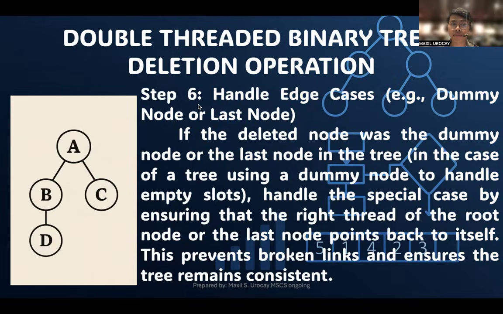Now, step six for this, handle edge cases like the dummy node or last node. If the deleted node was the dummy node or the last node in the tree, in the case of a tree using a dummy node to handle empty states, handle the special case by ensuring that the right thread of the root node or the last points back to itself. This prevents broken links and ensures the tree remains consistent. We'll see that as well.